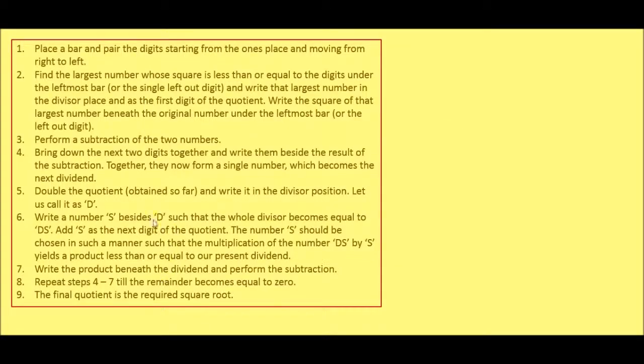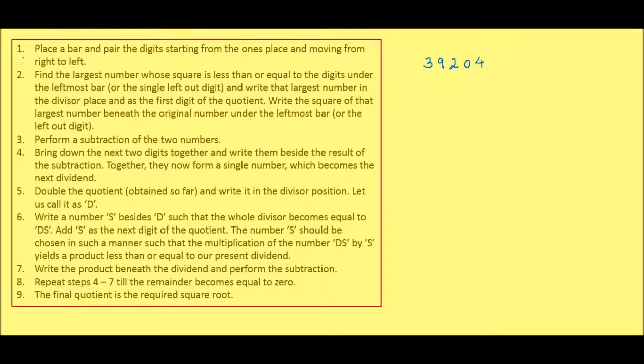Now these are the rules that have to be followed in order to find the square root of a whole number by the long division method. So let us first of all take a number and try to find its square root. Let the number be 39204. We have to find the square root of this number 39204 by the long division method.